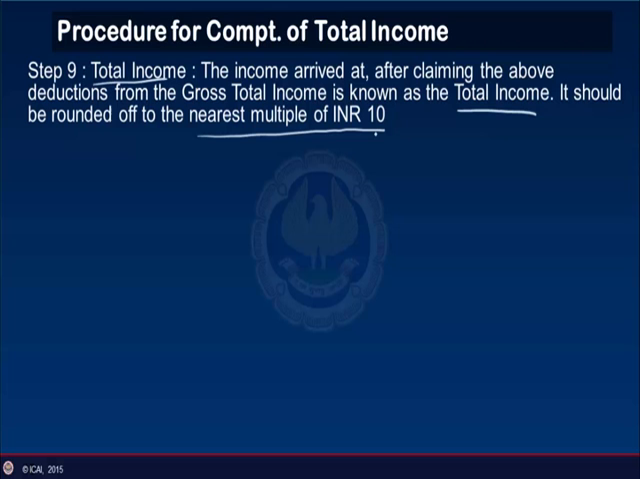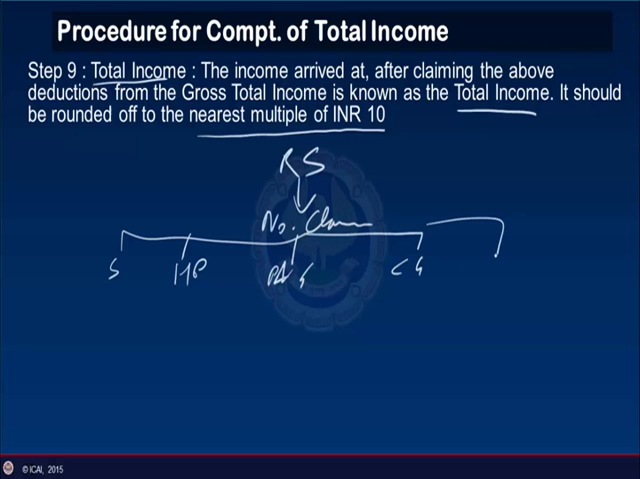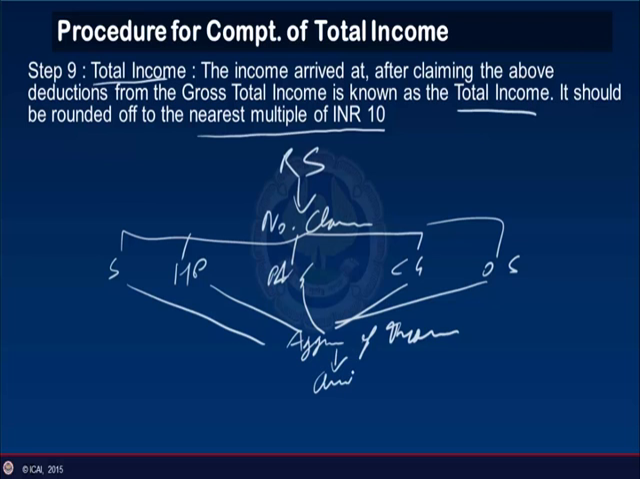So just to give you a small brief graph, or so to speak flow chart, for computation of total income: first residential status, then income classification under the separate heads like salary, house property, profit and gains of business or profession, capital gains, other sources, then reaching aggregation of income, then clubbing of minor and spouse income, set off or carry forward of losses to arrive at gross total income, then deductions reaching total income.